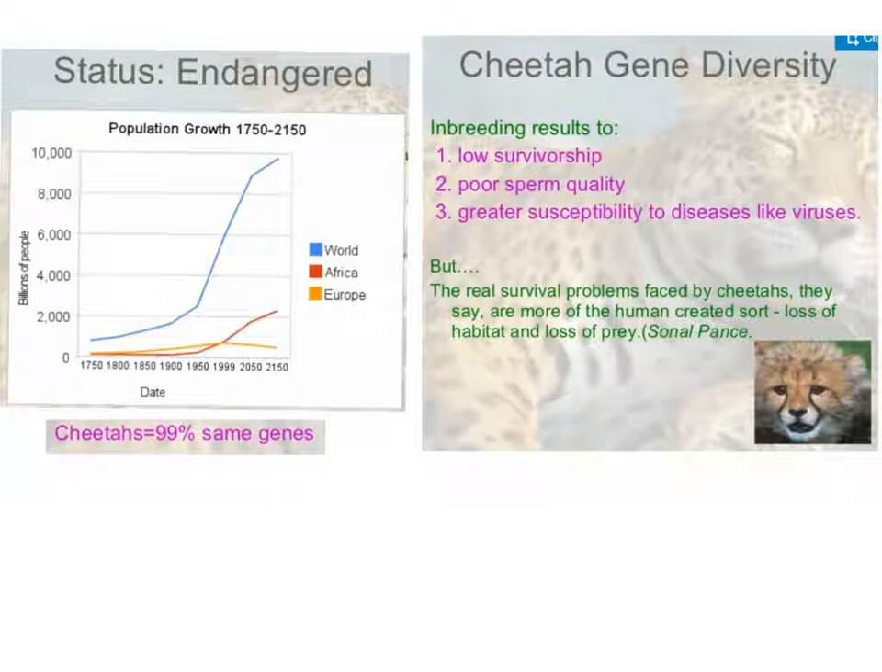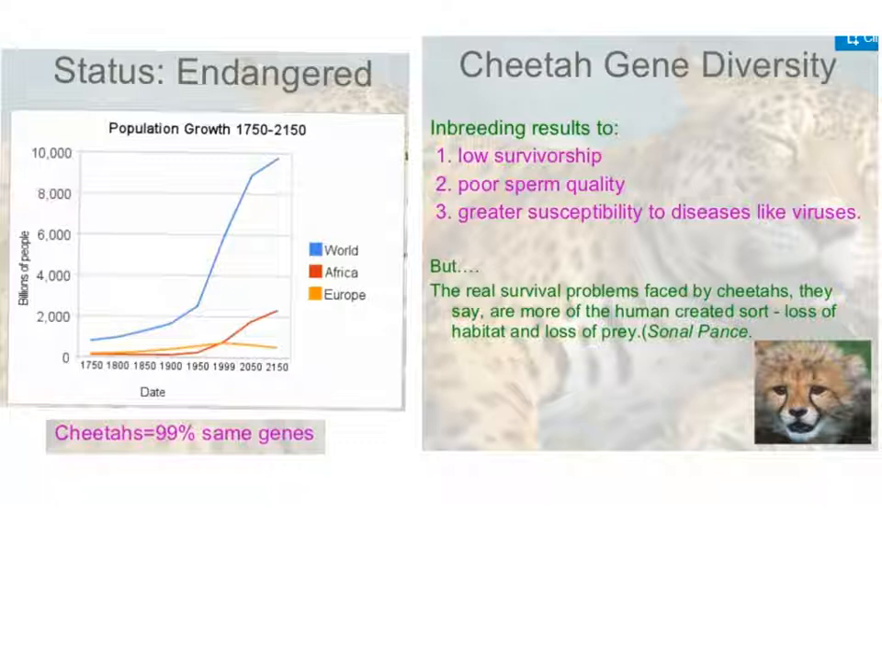We have an example here of an endangered species of organisms with cheetah genetic diversity. You can see here that this is over time, and here is the population growth in 3 different regions, in Europe, Africa, and in the whole world, in the period between 1750 to 2150. You can see that the rate of population growth is kept very low in Europe. It starts to increase only in 1999 in Africa, but in the whole world, it starts to increase from 1950 onwards.